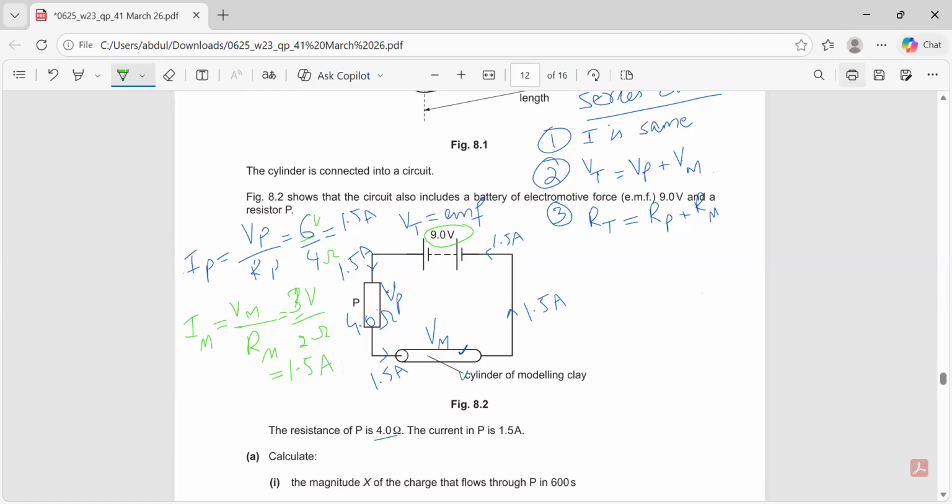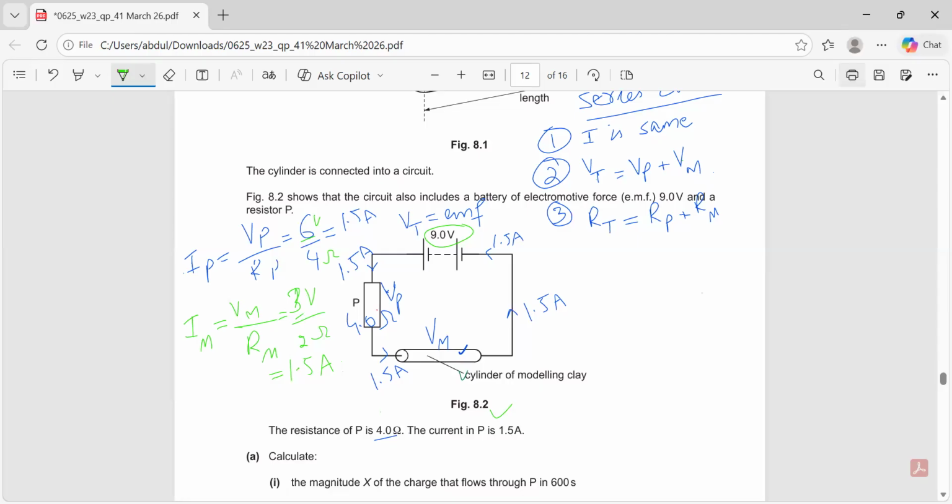Now see, for this circuit to be consistent, it can be verified if the potential difference across P is 6 and the potential difference across M is 3. So 6 plus 3 is equal to 9. So everything is consistent. We are not saying something that is in the air, having no base. There are always bases.